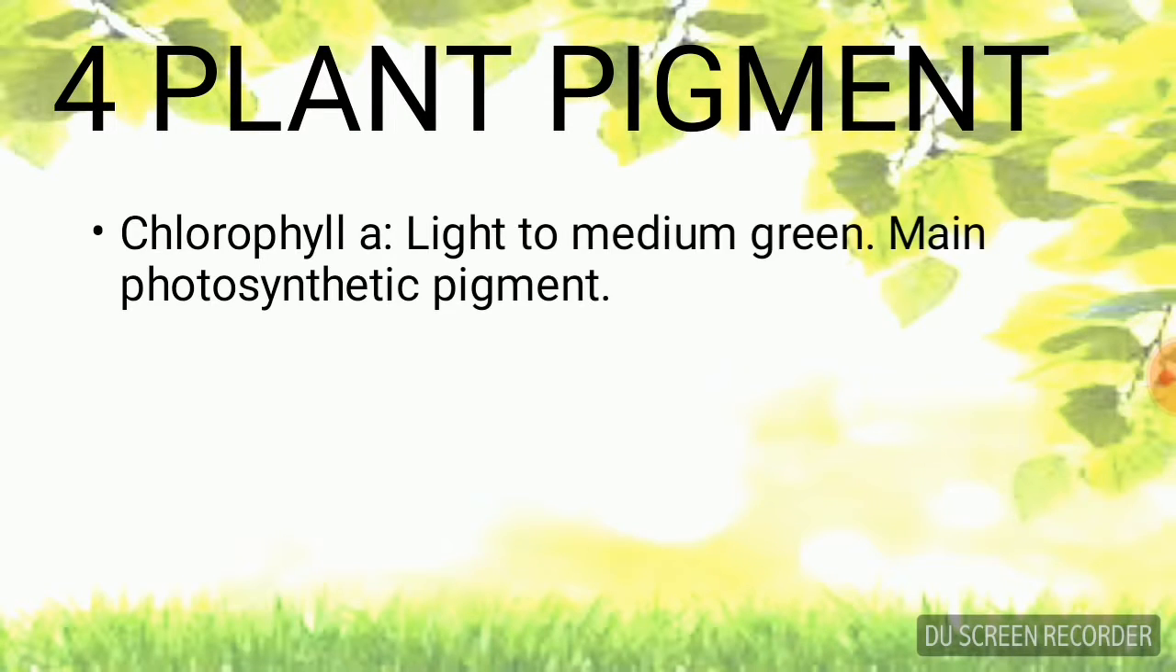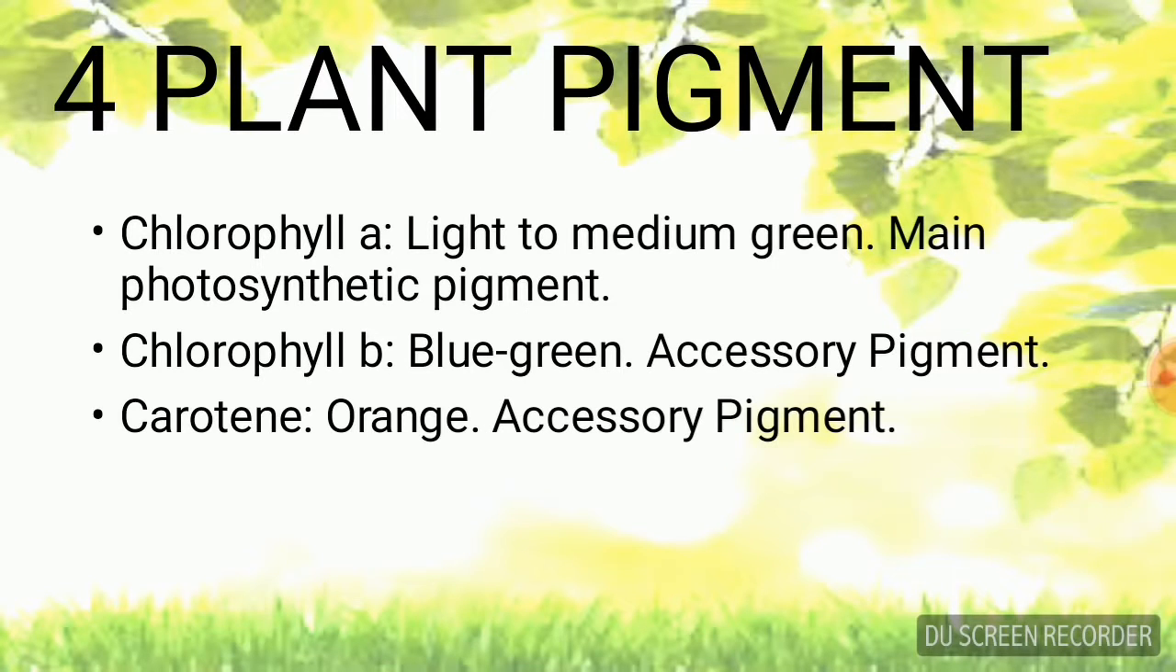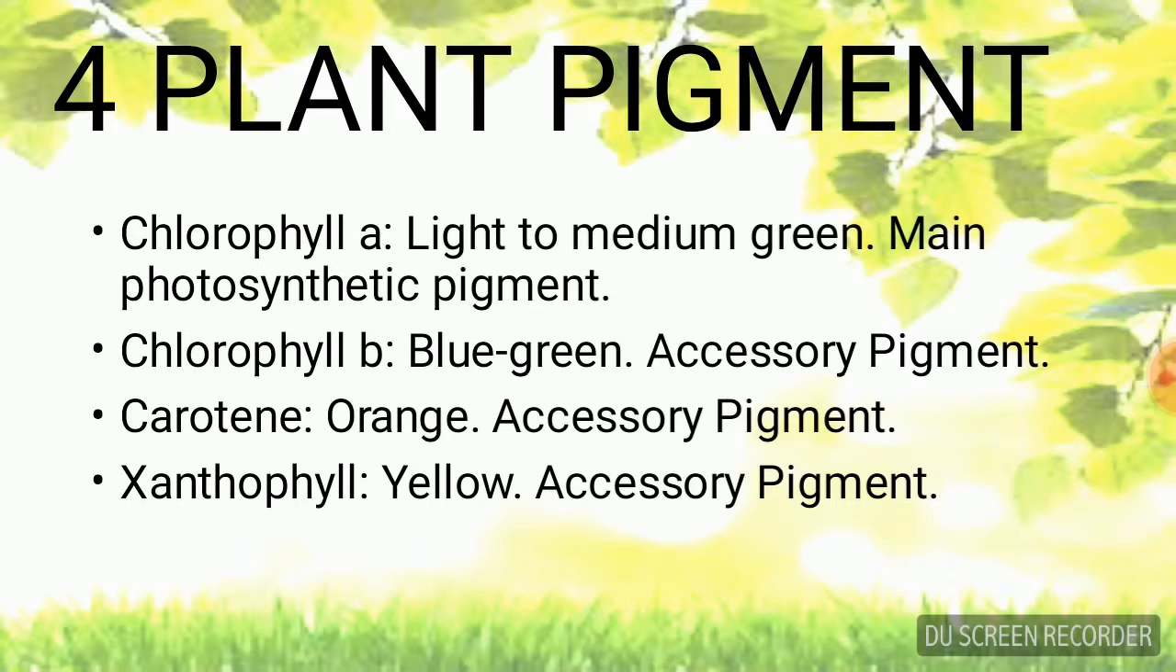For other plant pigments besides chlorophyll: first, chlorophyll A, light to medium green, main photosynthetic pigment. Second, chlorophyll B, blue-green, accessory pigment. Third, carotene, orange, accessory pigment. And last, xanthophyll, yellow, accessory pigment.